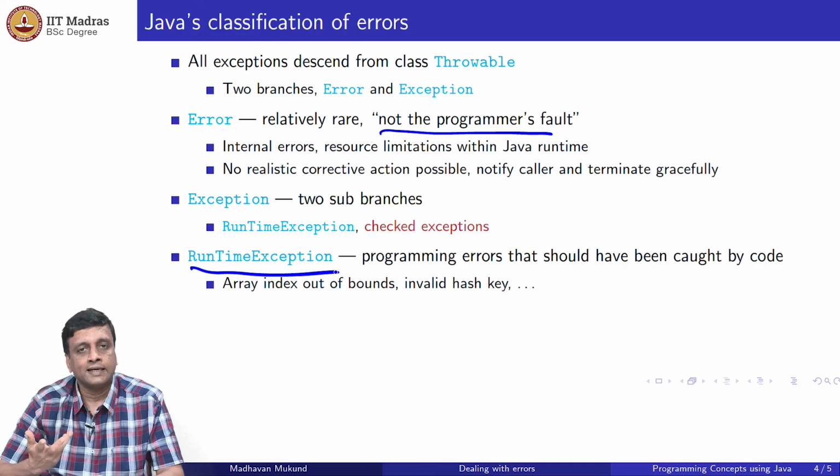So if you are accessing an element of an array, if you are doing a square bracket i, then you should check that i is, as a programmer who wrote the code, you should check at this point that i is actually a legal value.